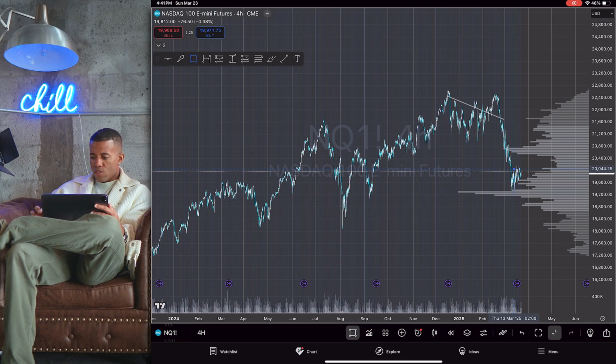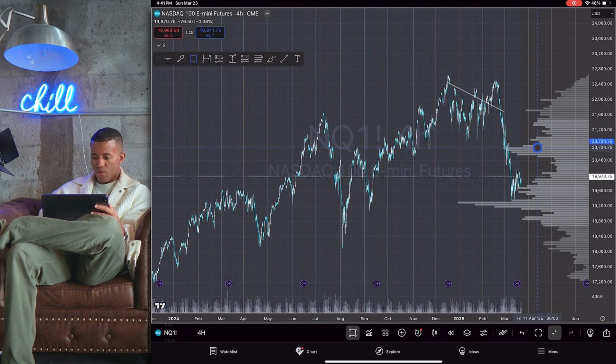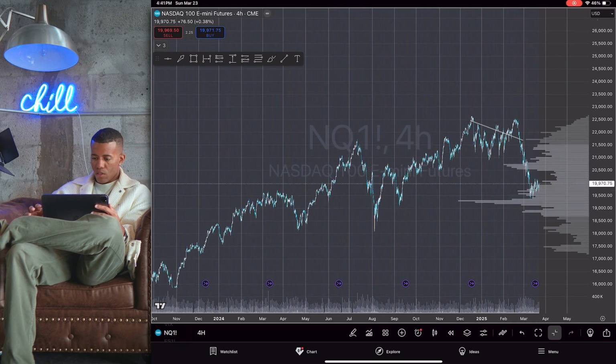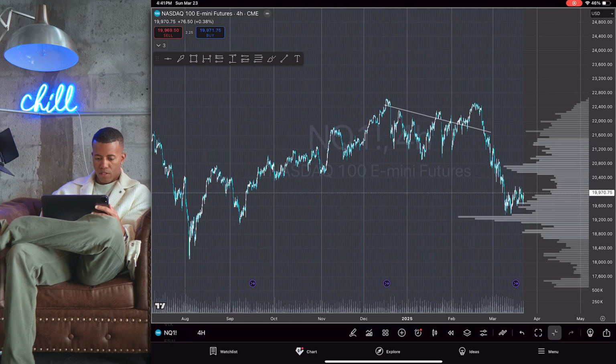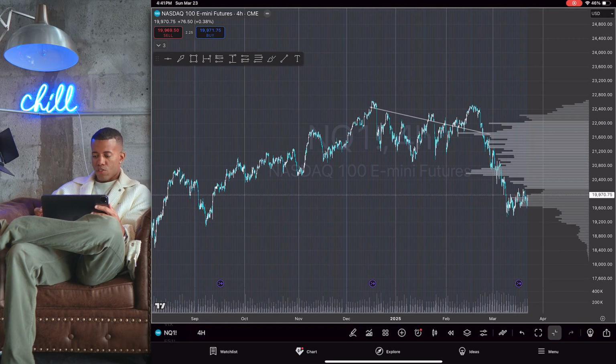So right here on this time frame, let me zoom out a little bit more. Let's go back, I went way too far back in time. I'm on my iPad. Okay, we'll let this load in real quick. There is this node down here that we can see that we've been ranging in, okay? So we have this node here. What we want to do is trade the edges of this node.